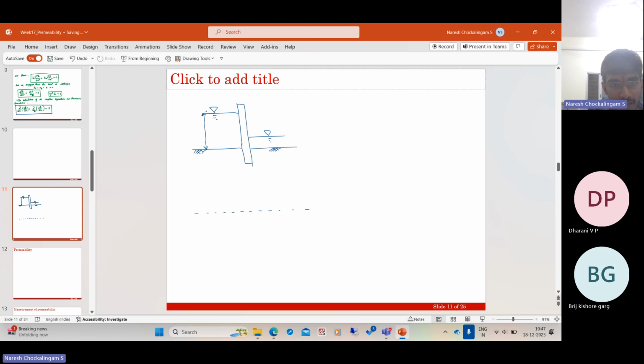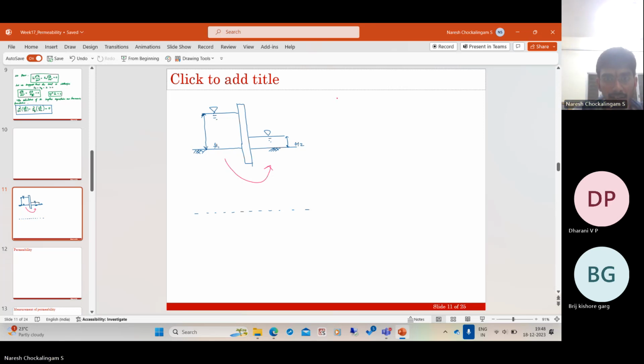This is the elevation head plus rho g h, the weight of water above, divided by gamma w, which is rho g. So it is so much. This is the total head. Suppose here the head is H1, and here the head is H2. Between here and here the water flow is somewhere like this, and the head is decreasing from H1 to H2. So how does the head vary? Here head is H1, here head is H2.